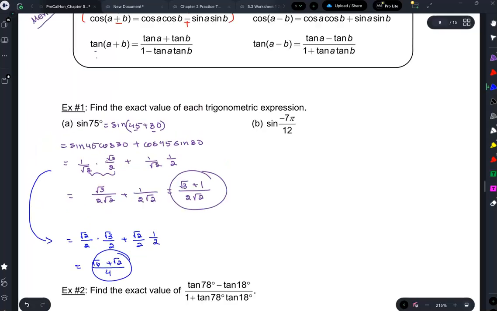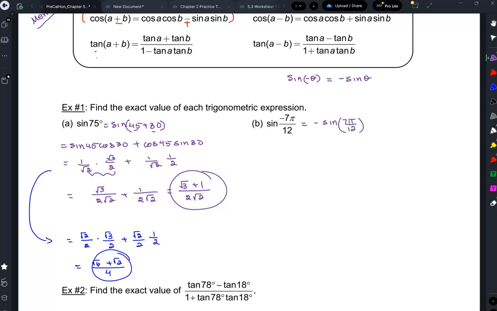Okay, now let's do a different one. Okay, so look at this one. Here I have sine of negative something, correct? So look, here we're going to use an identity. Sine of negative theta, I know, is negative sine theta. So I can rewrite this as negative sine of 7 pi over 12. And if this was cosine of negative 7 pi over 12, how would it be rewritten? Just cosine of 7 pi over 12, because the negative angle doesn't do anything to the cosine.